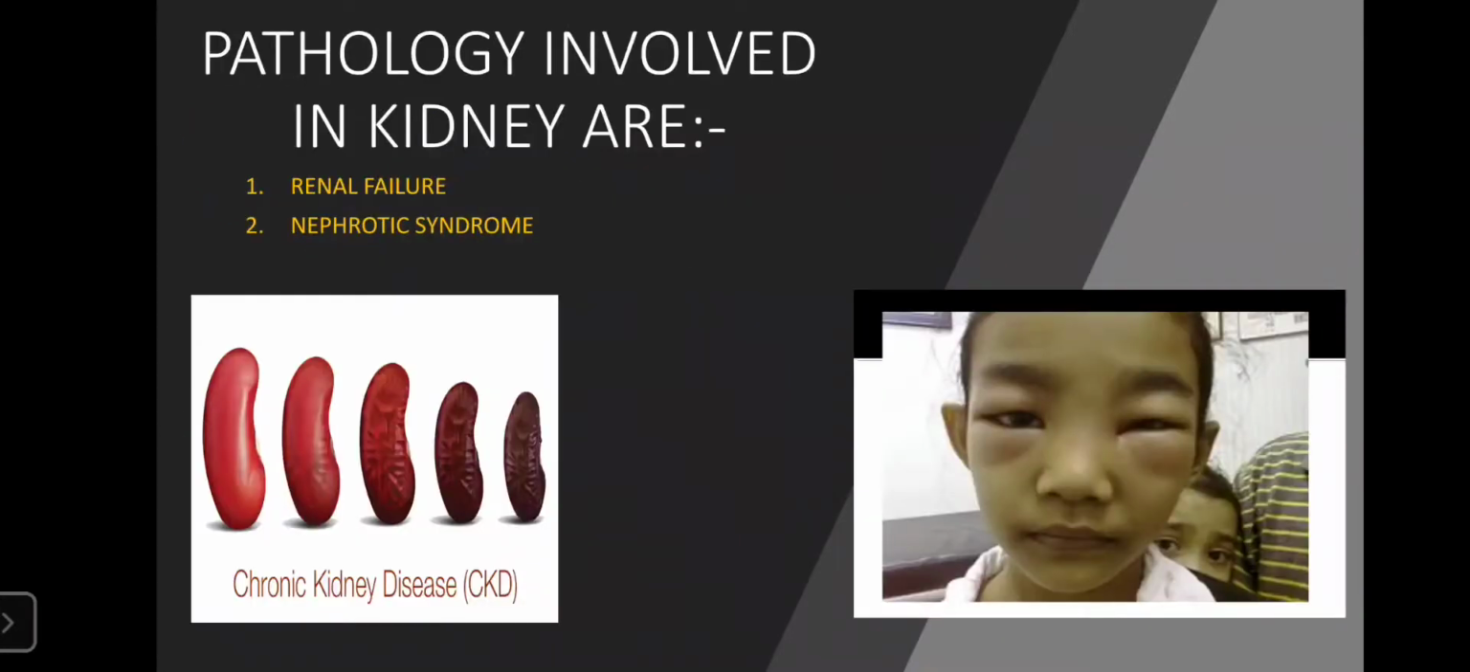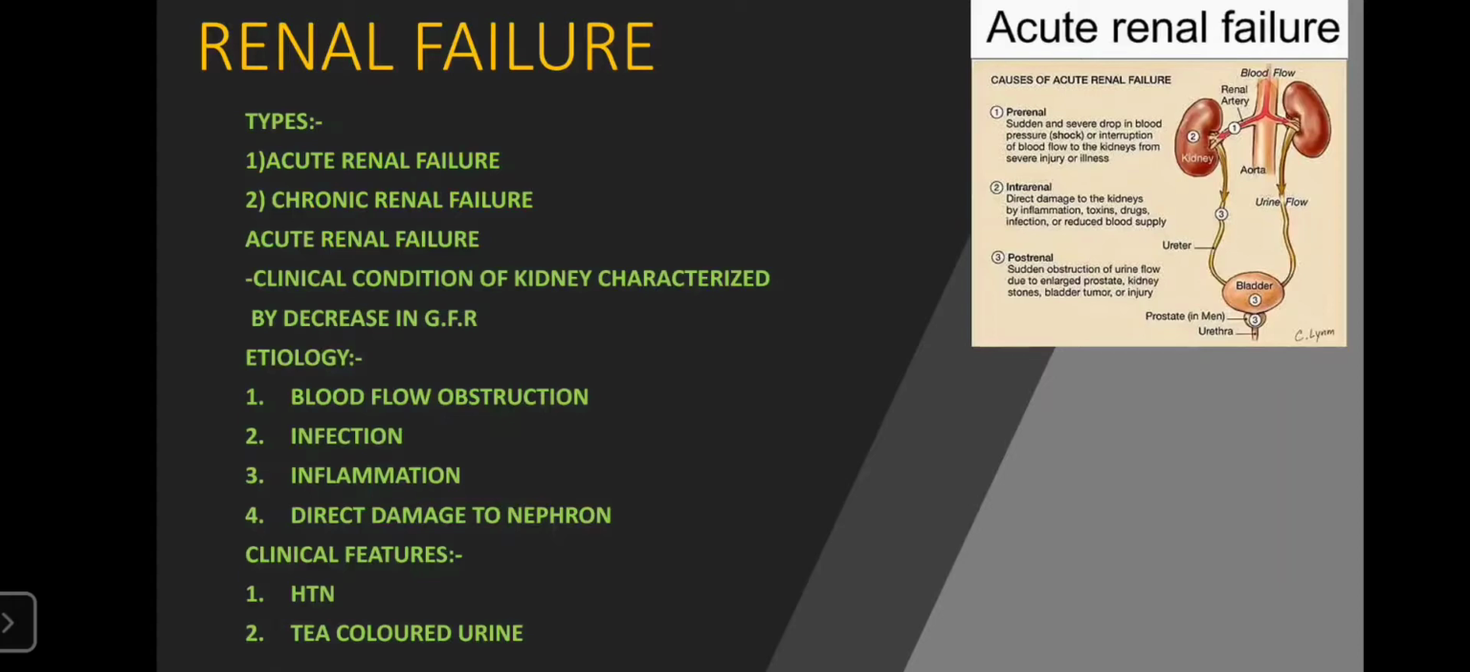So the pathologies involved in the kidney: there are many, but in our session we are going to discuss two important pathologies, which are renal failure and nephrotic syndrome. Renal failure is of two types: acute renal failure and chronic renal failure. So, what is acute renal failure?